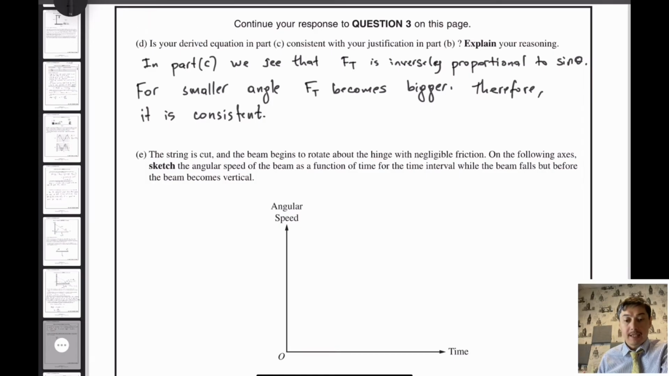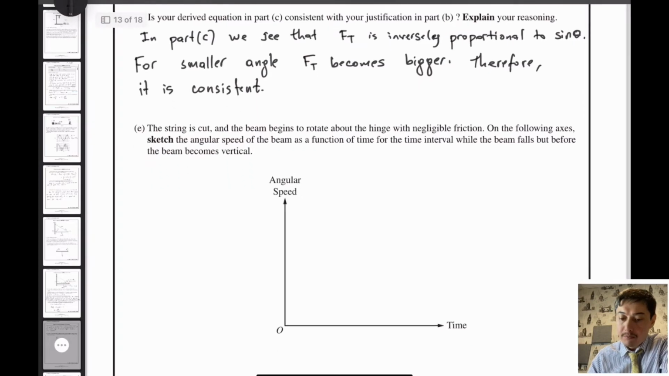Next question, part E. The string is cut and the beam begins to rotate around the hinge with negligible friction. On the following axis, sketch the angular speed of the beam as a function of time for the time interval while the beam falls out before the beam becomes vertical.